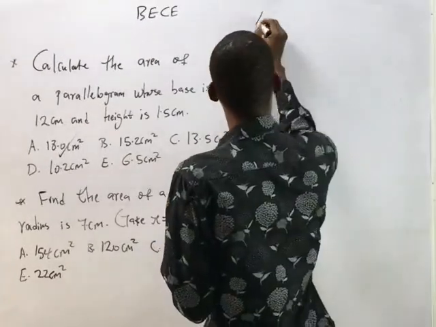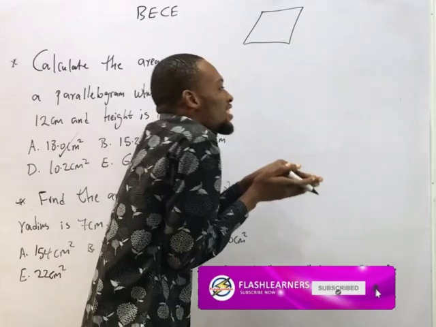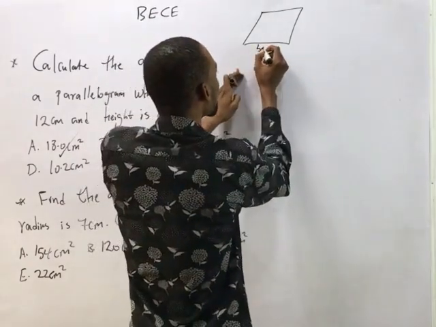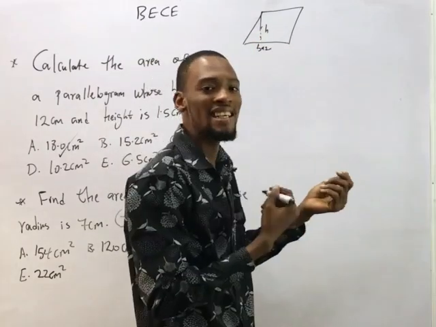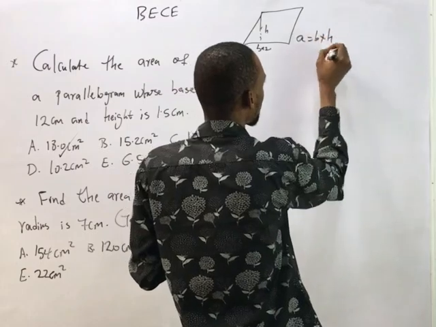Now, this is a parallelogram. It's like a rectangle that is bending. So this is the base, and this here is your height. To calculate the area of a parallelogram, it is simply the base times the height.